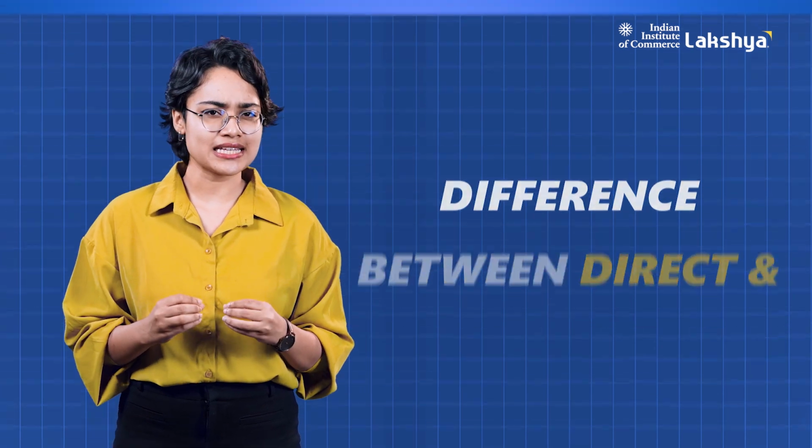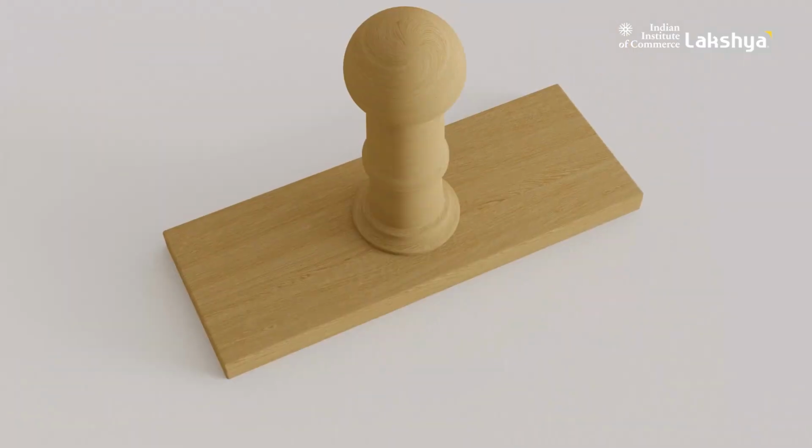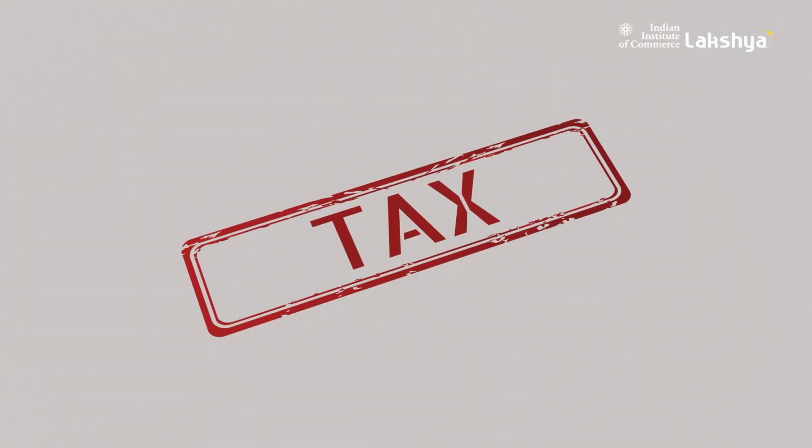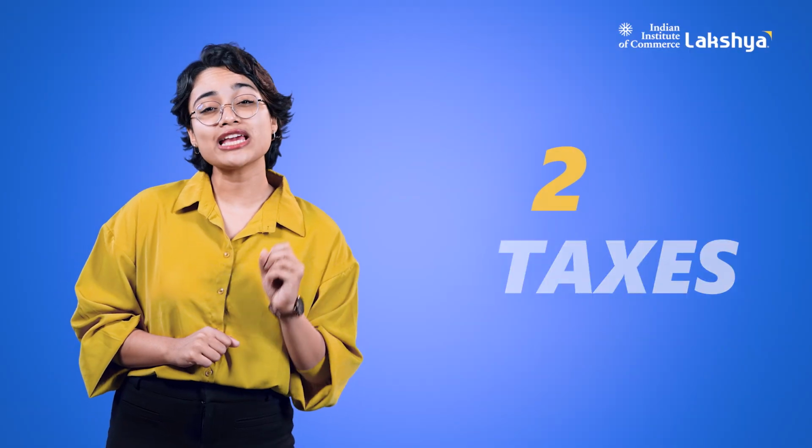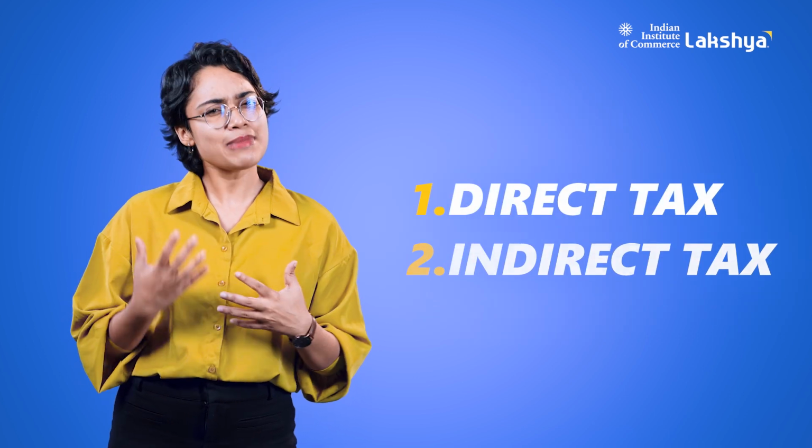It's important to understand that taxes are the primary way governments collect revenue to fund public services. There are two major types of taxes, direct and indirect taxes. They may sound complicated, but once I explain how they work and who bears the tax burden, it will all make sense to you. Let's begin with direct taxes.